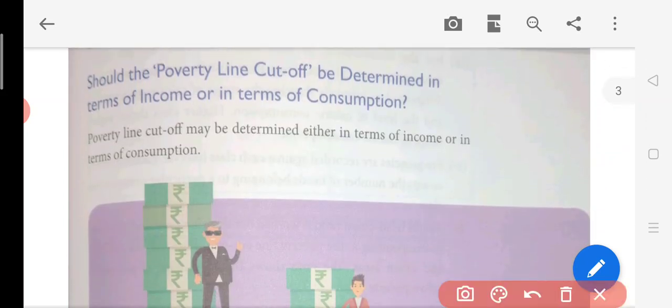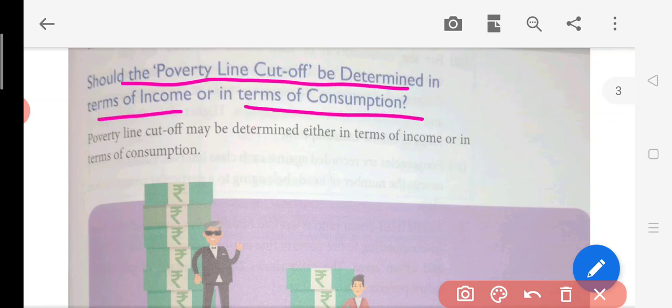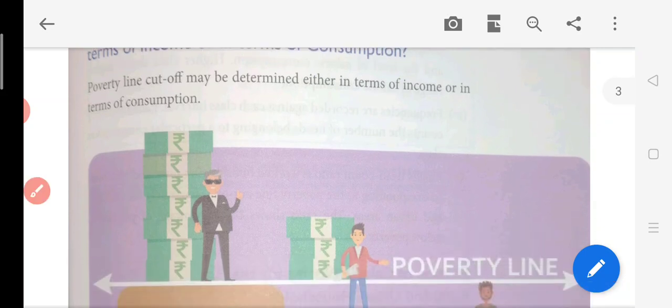So here they are just asking as a statement, should the poverty line cutoff be determined in terms of income or in terms of consumption? Means in terms of income, जो कमा रहे हैं उसके बेसिस पे पुअर नॉन पुअर होना चाहिए, कंजम्पशन के बेसिस पे. तो यहाँ पर एक डिबेट है. Okay, it's a kind of debate over here.